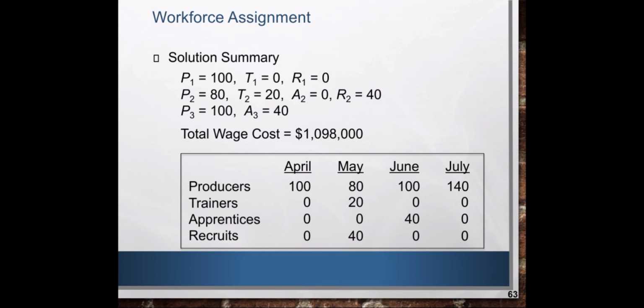For the month of May, the producers are 80, trainers 20, apprentices 0, and recruits 40. For the month of June, producers 100, trainers 0, apprentices 40, and recruits 0. And in July, producers is 140 and trainers, apprentices, and recruits are all 0.